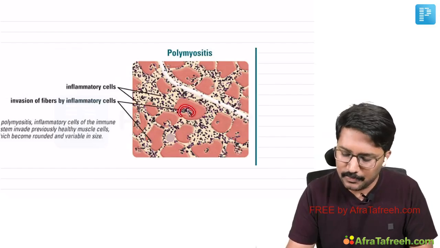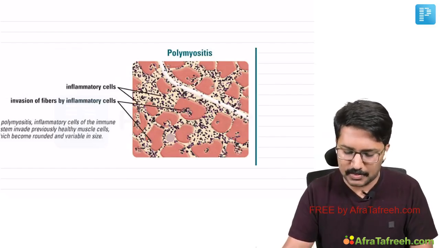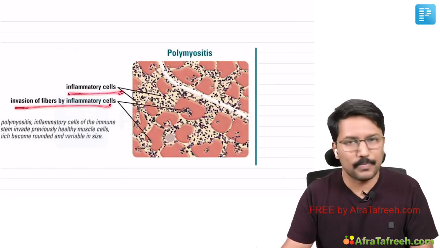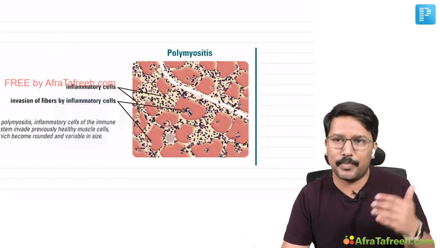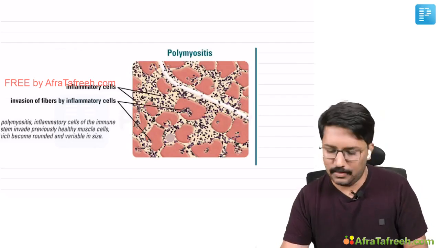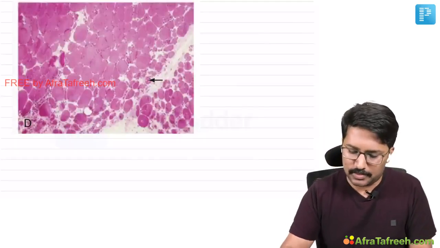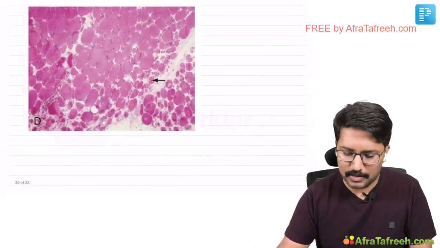And the second finding is invasion of the muscle fibers by the inflammatory cells. That is typical of polymyositis. So here we don't have this classical perivascular atrophy, right? That is polymyositis. In this image, I think you can clearly appreciate.